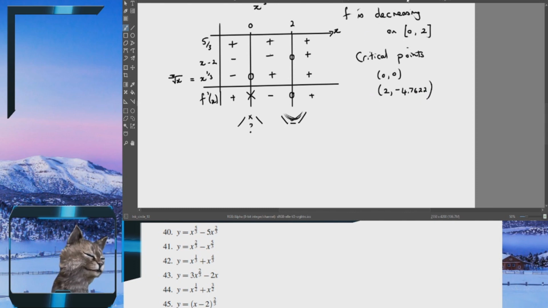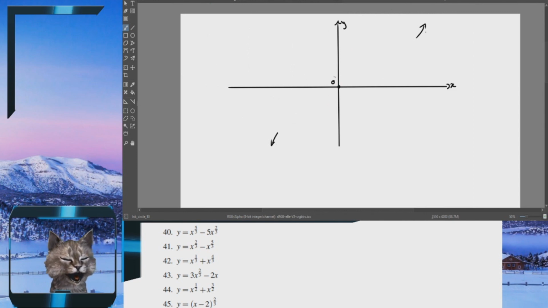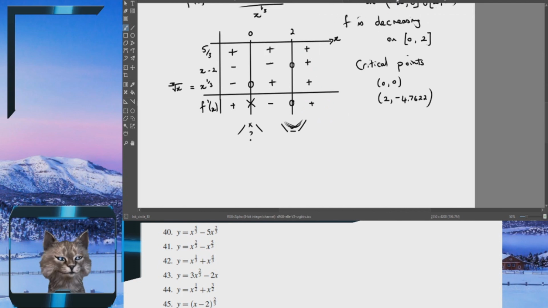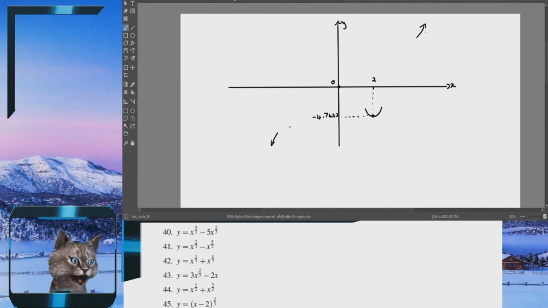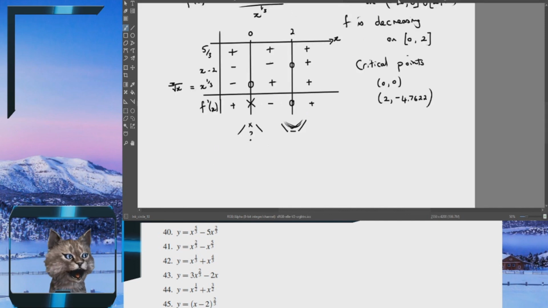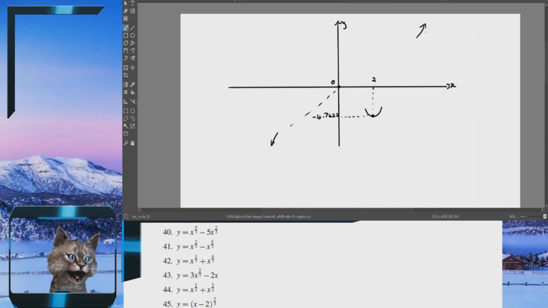So let's put these critical points on a graph. 0, 0. And what happens there? I don't really know right now. And 2, negative 4 point, what did we say? 7622. Lost my mouse. There it is. Right there, I'm going to have a little cup. Here, I'm not sure. Well, I mean, I am, but at this stage you might not be sure. I am, however, going to be increasing up to the 0 point, decreasing down, and then up again.